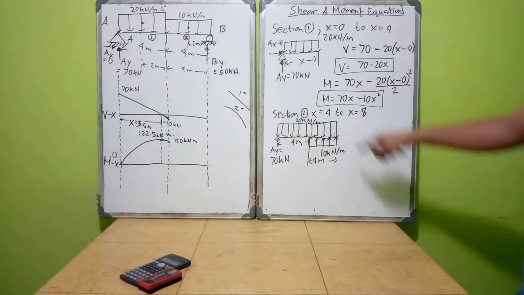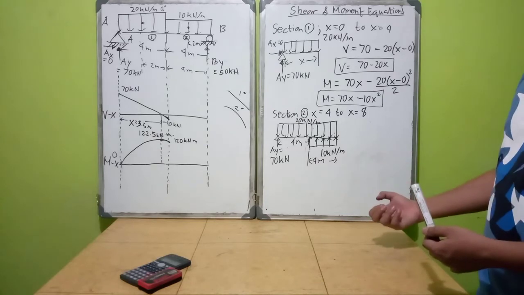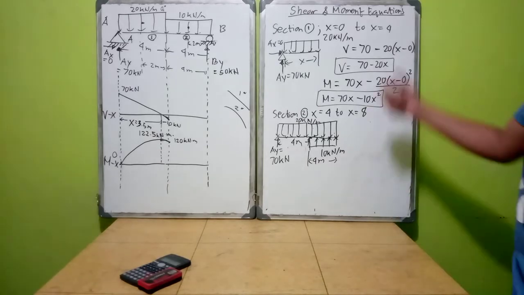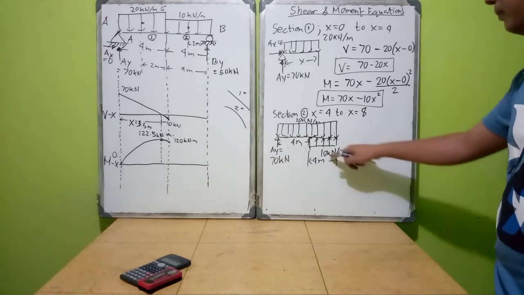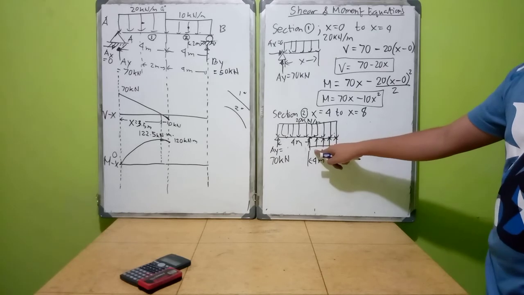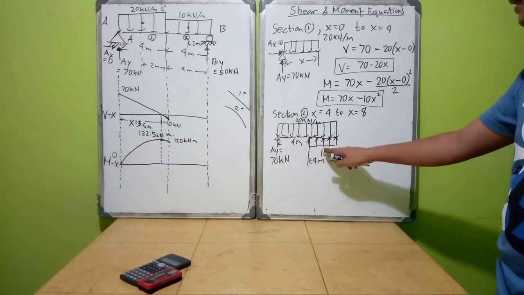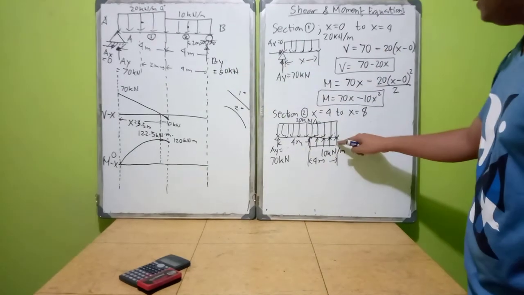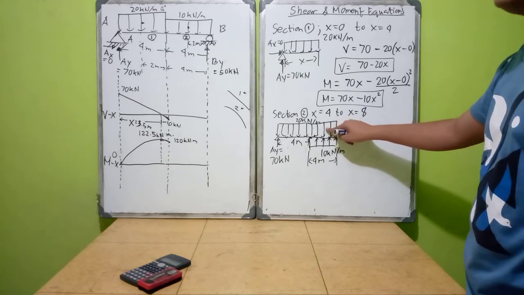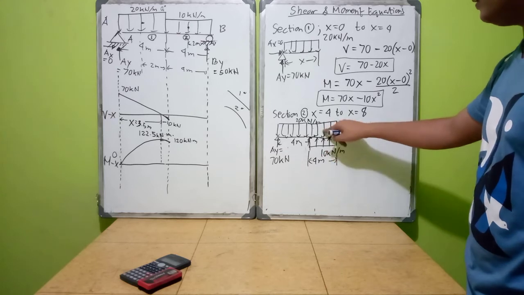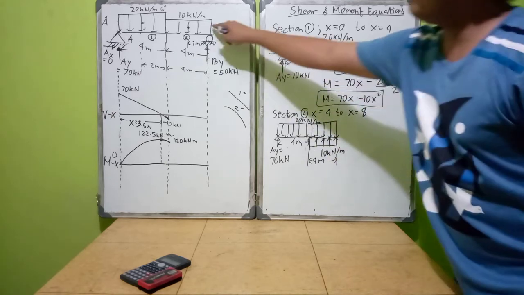But somehow we need to extend your 20 kilonewton per meter force until the end, so that we don't get erroneous shear and moment equations. So we counteract it by drawing a 10 kilonewton per meter upward force, so that it will have the same effect as this. That 20 kilonewton per meter downward force here is counteracted by 10, so 20 kilonewton minus 10, same. It will be equivalent to this one.